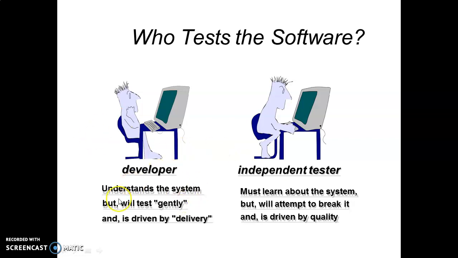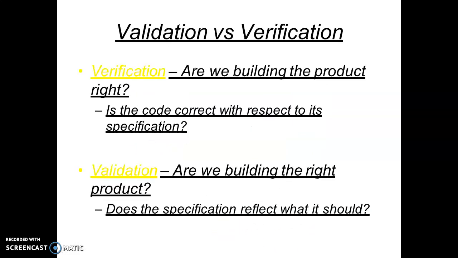So we have two testers. The developers are also part of testing. They do the unit testing, of whatever modules they developed. And the independent tester's focus is on quality. They try to break the system. Now two important terms we need to understand, that is validation versus verification.